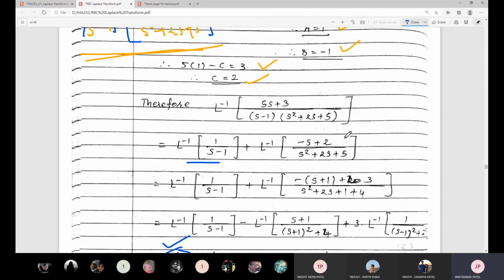Now think about the second term. What do we do in this second term? Here we have minus s plus 2, and the denominator has no linear factorization. So think about the first shifting property. Always think about the first shifting property in this type of situation.